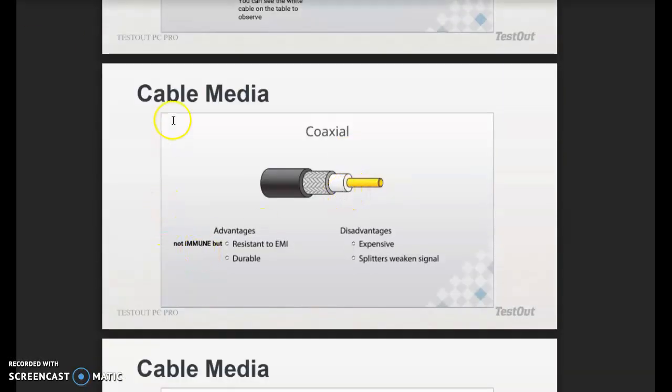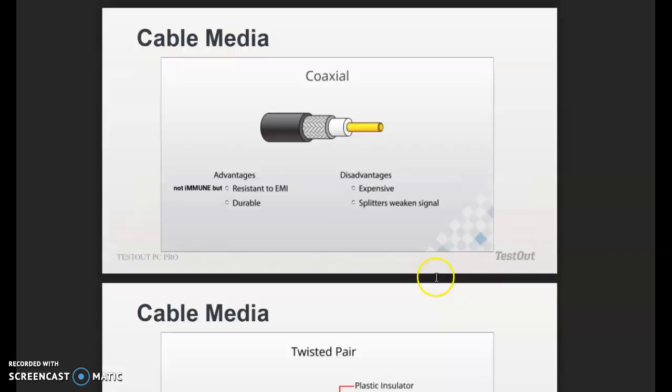The advantage is that this is coaxial, so due to the extra coating in this coax cable, it is resistant to EMI and durable, but not immune. The disadvantage is that it is a little more expensive than our Ethernet cables, and it needs splitters, and we need to use splitters to weaken the signals.